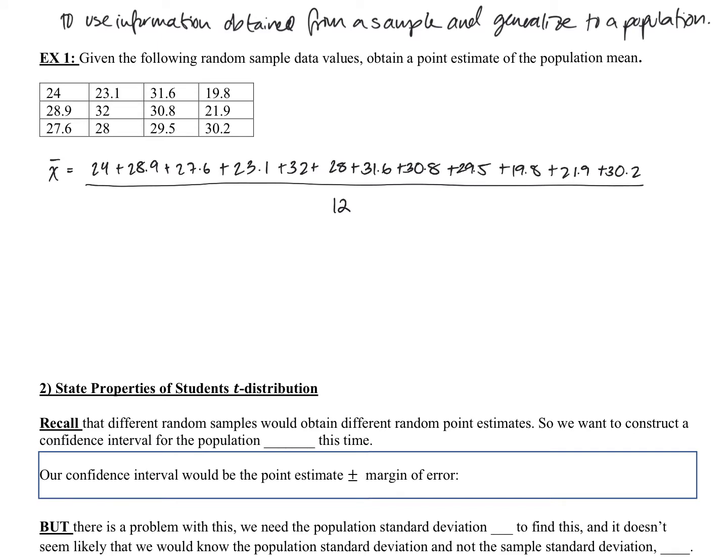Let's go ahead and stick this in our calculator and see what we get. Alright, and we find that x bar, or the mean, is approximately 27.28. So that is the point estimate of the mean of the sample.